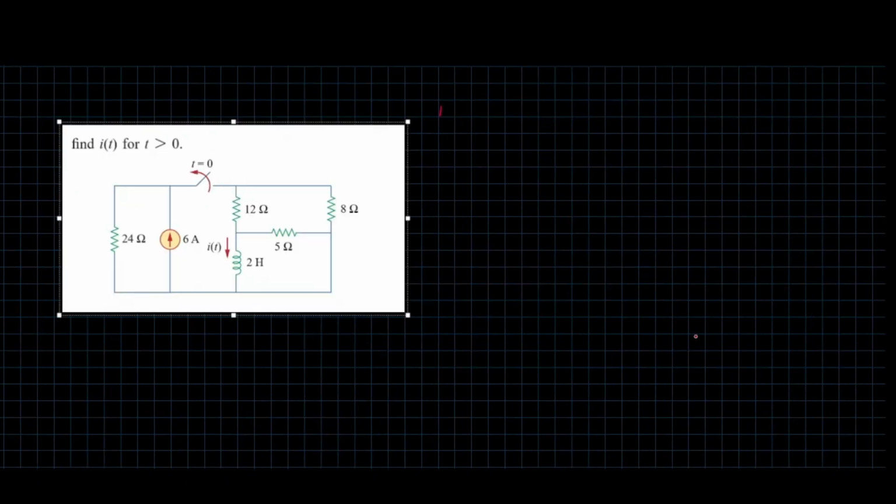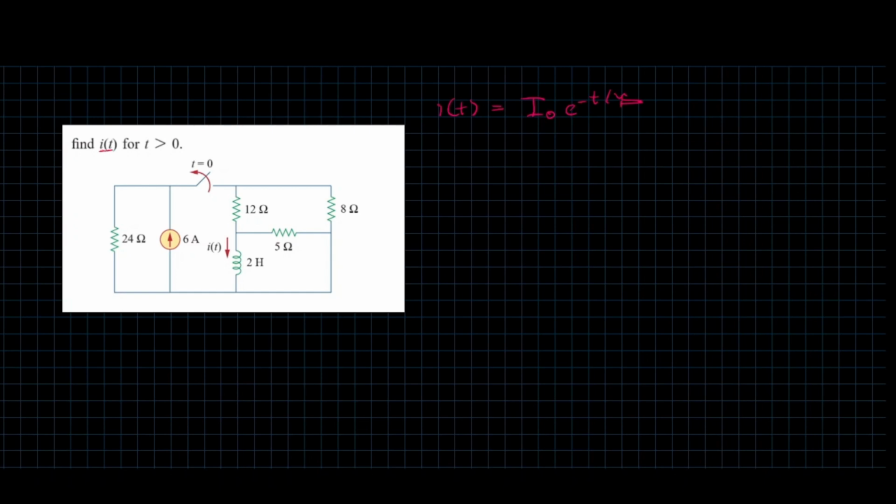Hi guys, so we're going to be solving the source-free RL circuit. In this particular case, they want us to find I of t, and I of t is given by the formula I naught e raised to the power minus t over tau. Let me just explain the formula a bit.